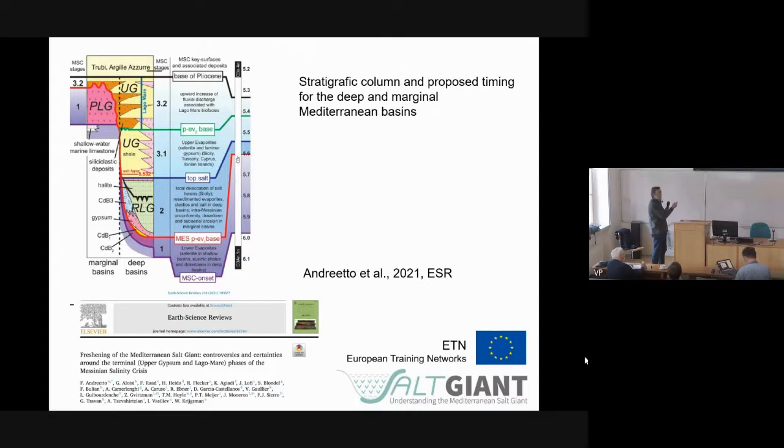Then comes the halite, probably coeval with drawdown, and you see some discontinuities, some discordances within these different layers. And then the upper gypsum comes, interpreted as re-sedimented or diluted from the margins, from the primary gypsum deposited initially in the margins, and transported to the deeper parts of the basin and redeposited there.